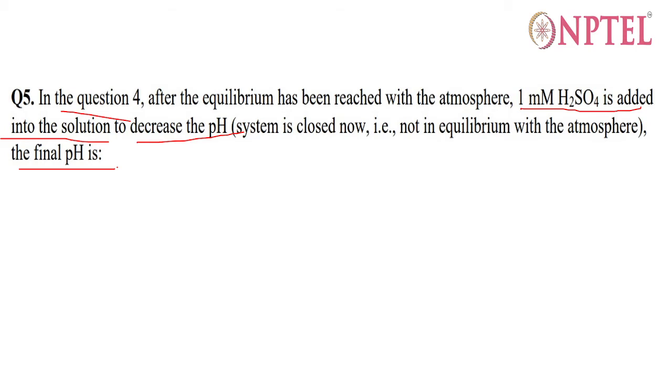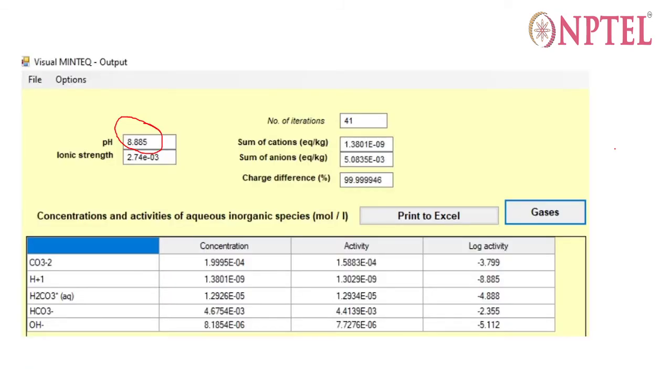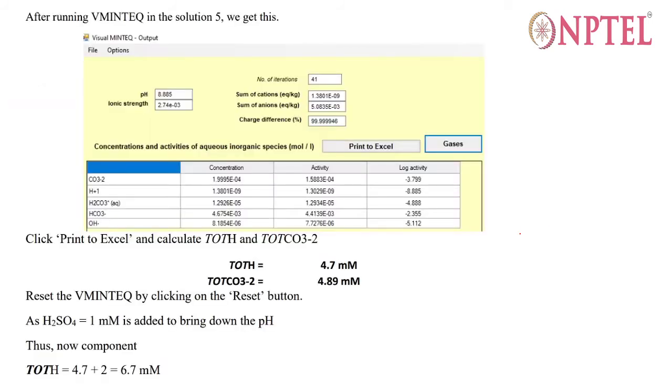Okay, we'll go for the solution. So the final pH will be 6.55, right? So this will be 6.55. And this is the way we will try to solve this. The last position where we were, it was something like that, right?